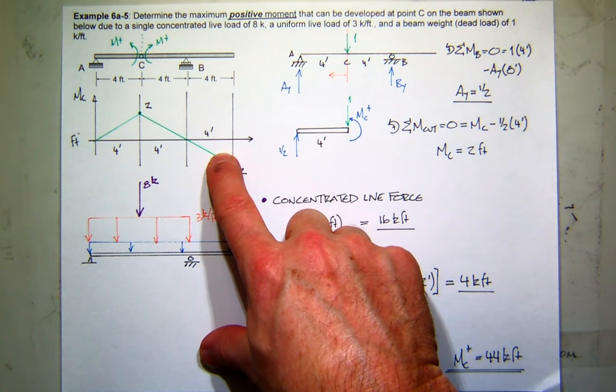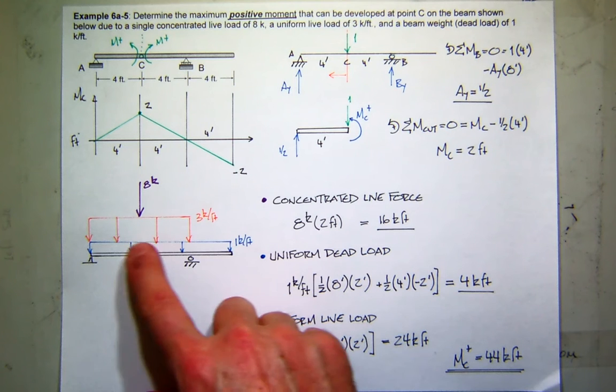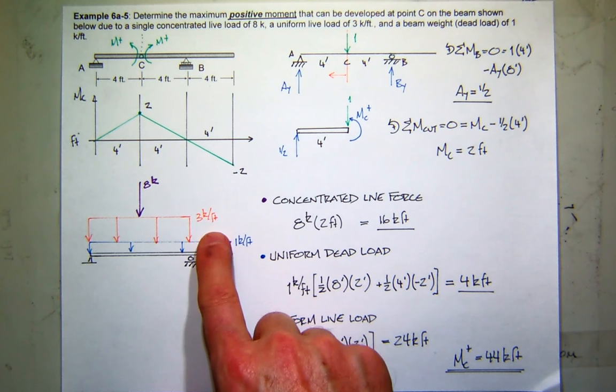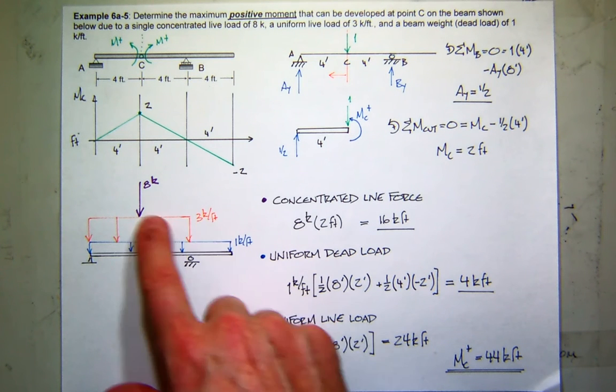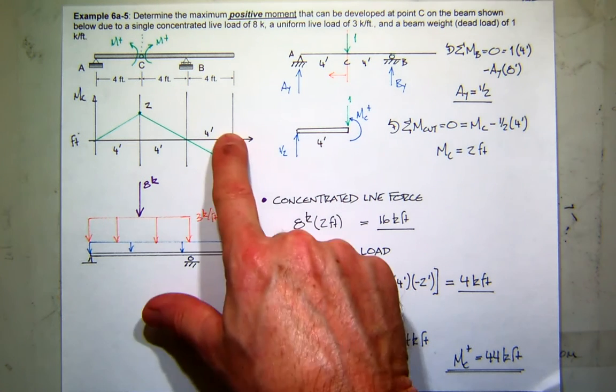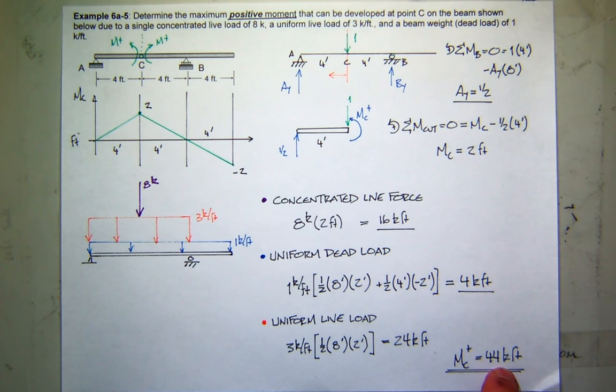So what would change? For the dead load, I can't change. Where would my live uniform load shift if I wanted to make the biggest negative component? It would just be over the last 4 feet. And where would my point load go for negative? All the way to the end. I have a different scenario, and I'd get a different value, but I'd get a negative moment. It'd be the largest negative moment. Okay.